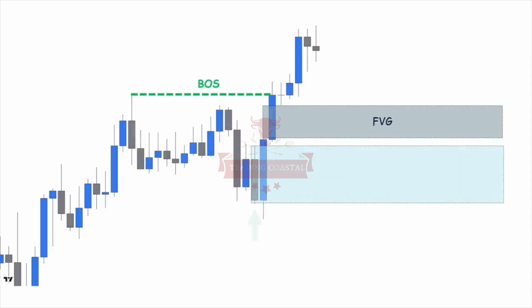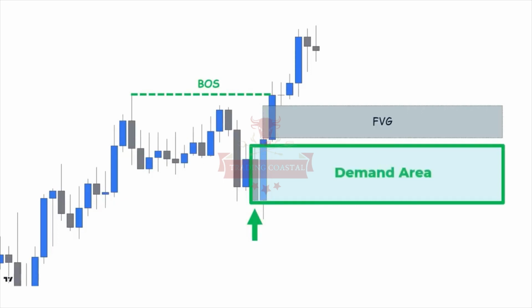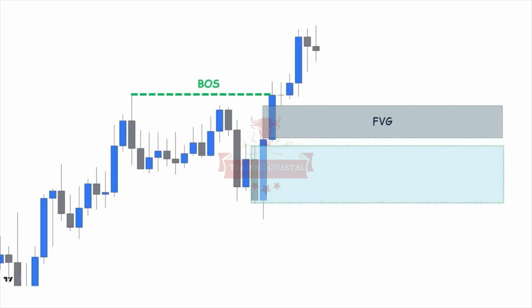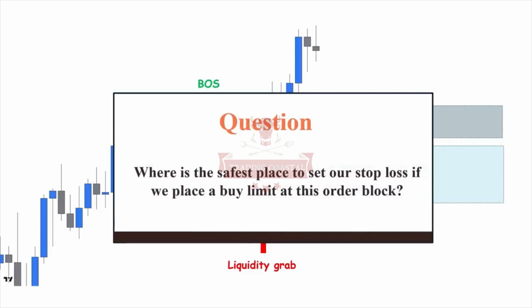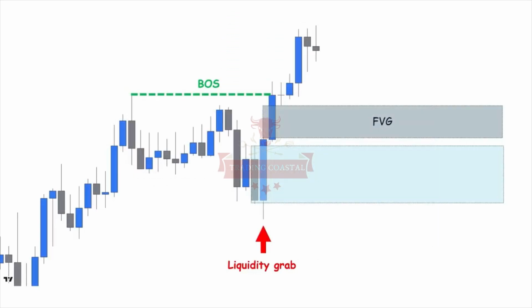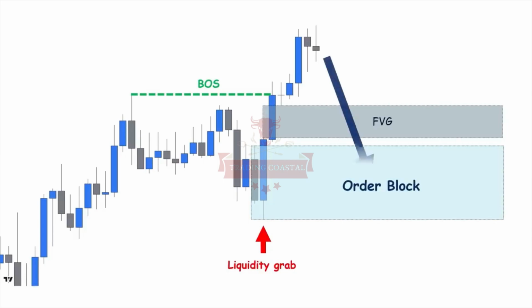This is the latest candle that created the fair value gaps, so we draw it in. Now notice how the price swept the liquidity below this candle before taking off. Here comes a question. Where is the safest place to set our stop loss if we place a buy limit at this order block? It is below this wick where the movement has started. So we will add this area to our order block zone as well. Then, we wait for a correction and get into positions when the trading opportunities arise.